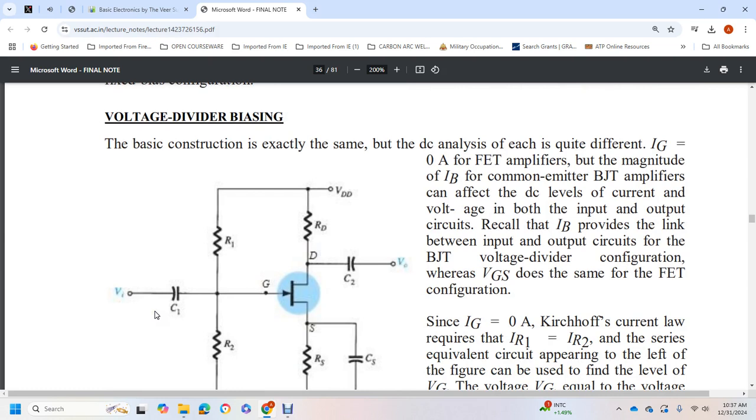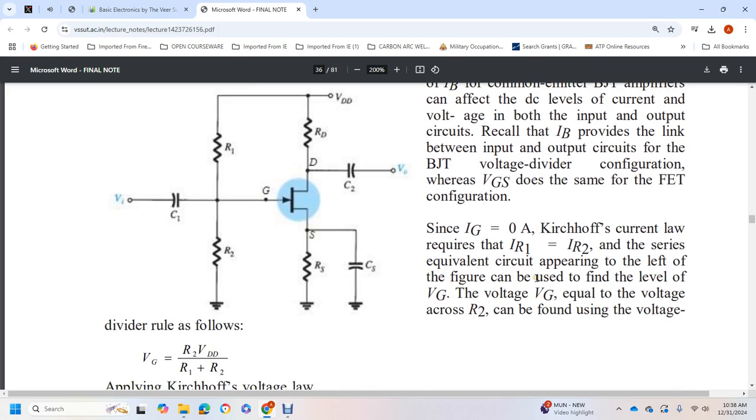Voltage divider biasing. The basic construction is exactly the same, but the DC analysis is quite different, since the gain of a field effect transistor is different from the amplification of a bipolar junction transistor in common emitter. In a BJT amplifier, beta provides a link between the input and output circuits of the bias, while in the FET configuration the gate-source voltage does the same.